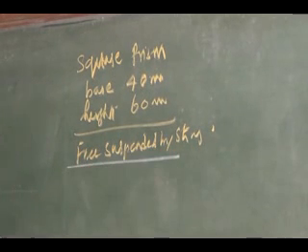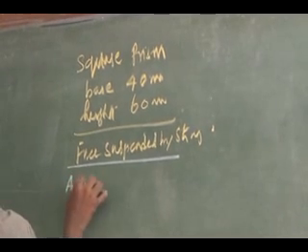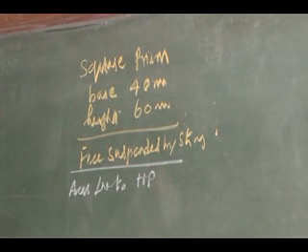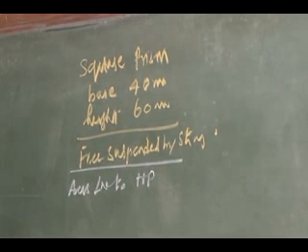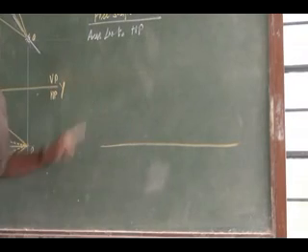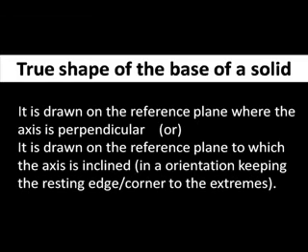A freely suspended problem comes into the category of axis inclined to HP. See here how I have noted it in your notebook; you do it as your homework. Same thing, instead of a pyramid I have a prism. It is suspended with its base corner. Since the axis is inclined to HP, I have to draw the base on HP.